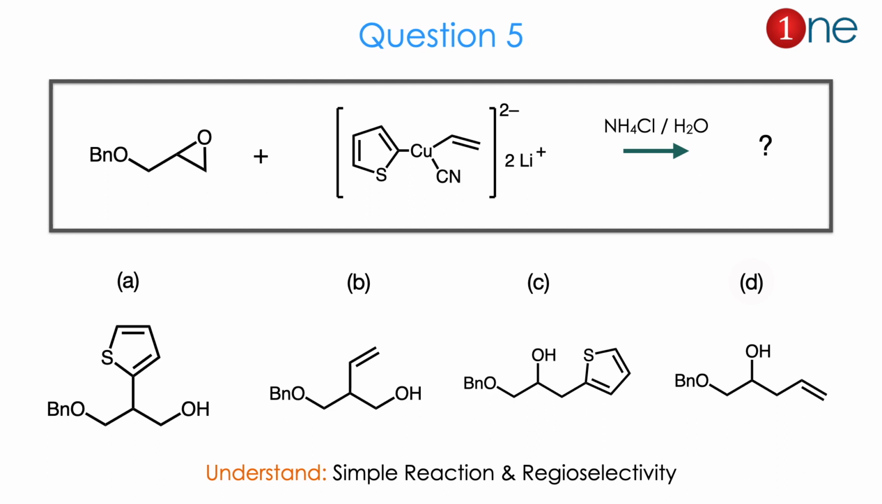So the products are mostly carbon-carbon bond formation. Whether the alkene is leaving and bonding or the thiophene is leaving and bonding is the real question. Here you have to understand that the reaction is very simple and regioselectivity is the real question there. The answer is D. Let us see how.